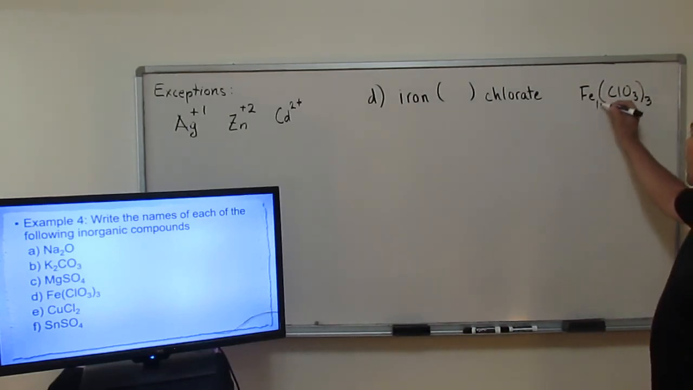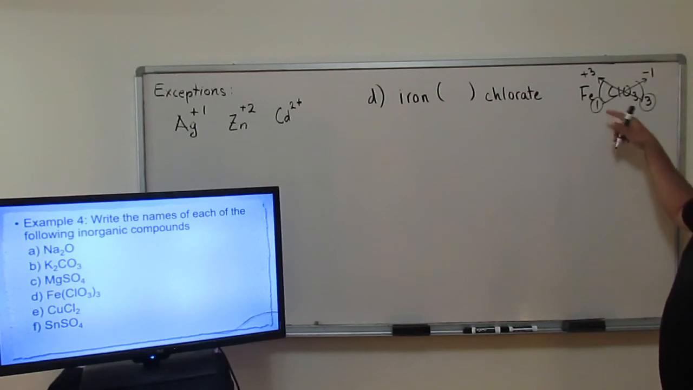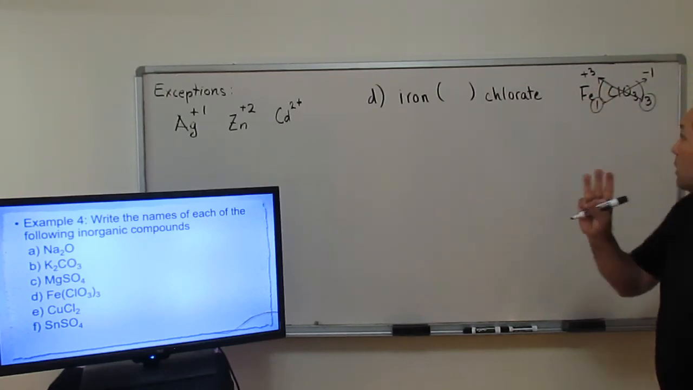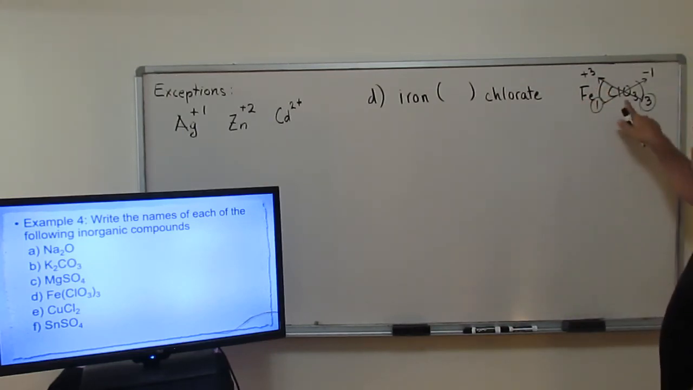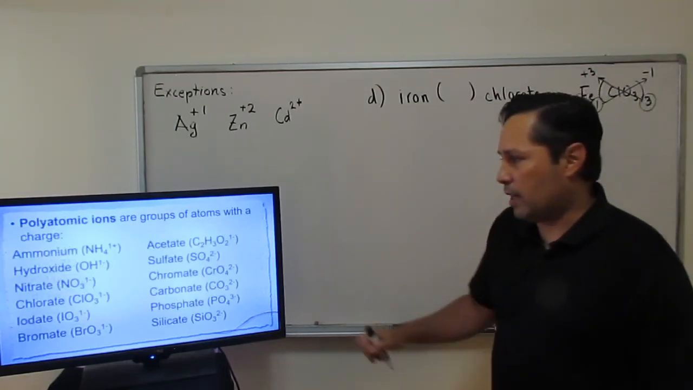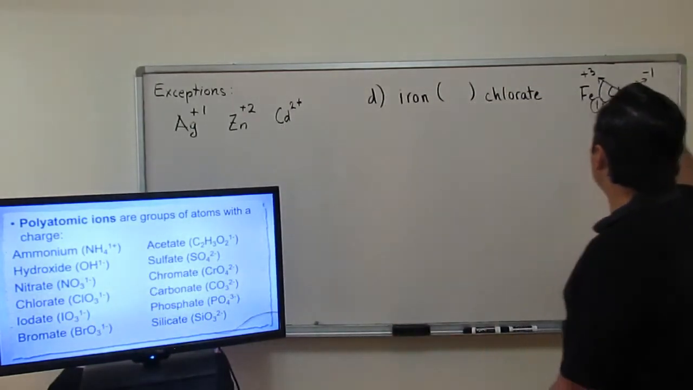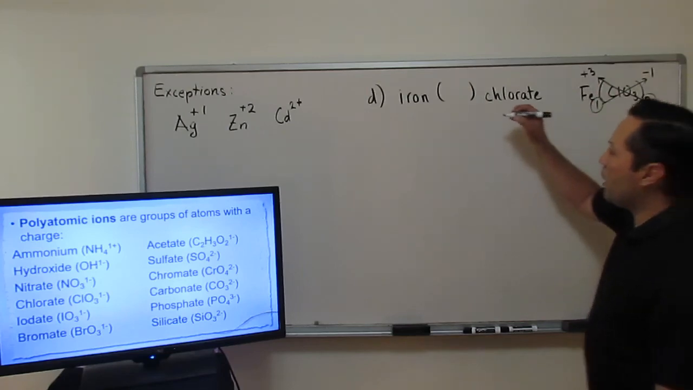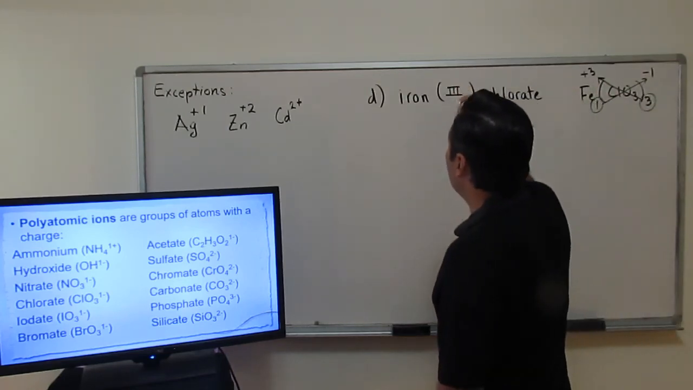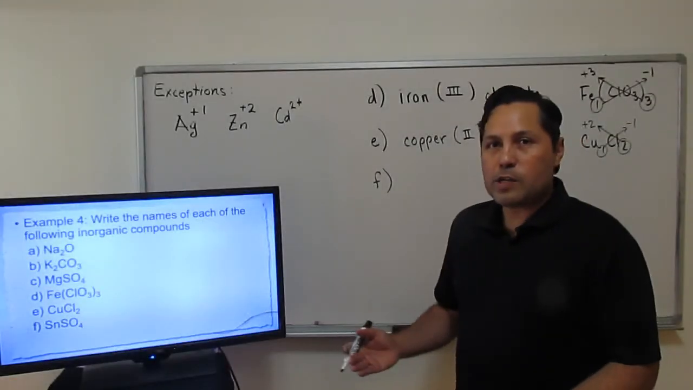And just like before, I'm going to get the numbers outside. If this parentheses, it's outside, and crisscross them up there. So that's a +3, and that's a -1. So we say, oh, it's iron Roman numeral 3. Maybe, but before we say that for a fact, you got to double check. Is ClO3 really a -1? So let's go ahead and check that. Yeah, it is. So if that one's correct, that one's correct. So it is iron, Roman numeral 3.